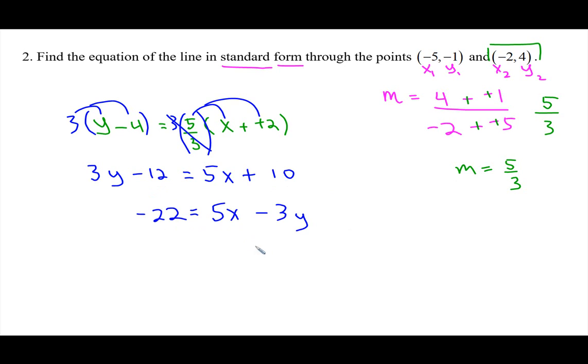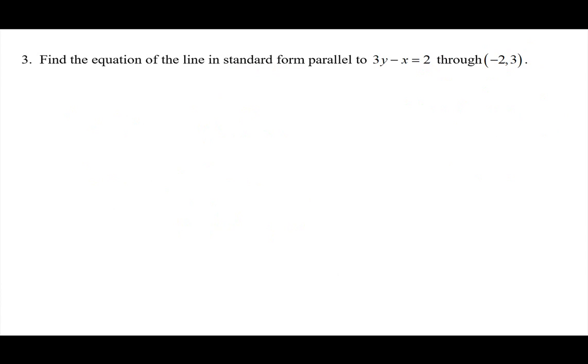So here's the equation of the line in standard form, right? And it meets our requirements. X is positive, x and y are together on one side of the equal sign, and we don't have any fractions. Okay? Alright, so let's take a look at example 3 here.